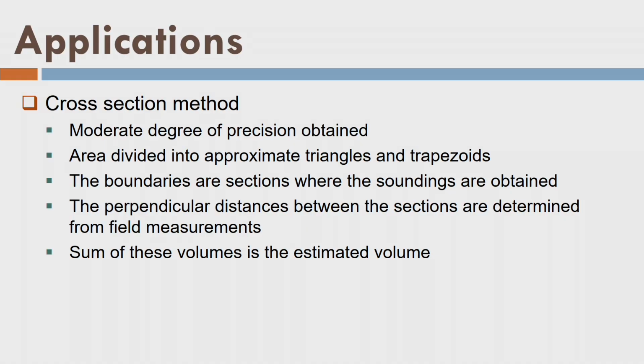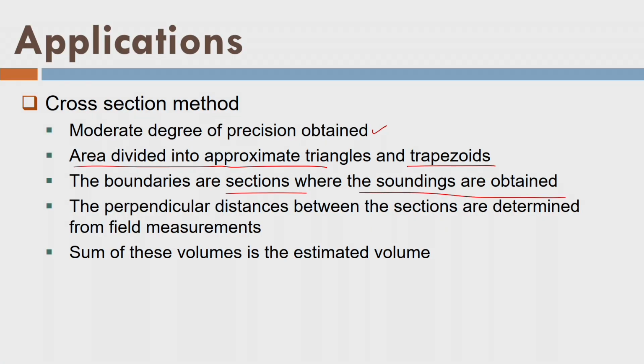Okay, next method is my cross section method. In cross section method, a moderate degree of precision is obtained. So, the area is basically divided into approximate triangles and trapezoids. Fine. The boundaries are sections where the soundings are obtained. Okay. So, I have calculated my sounding positions, right, and so I have prepared the sections here. So, now you can read it yourself. So, instead of reading the slide for you, I am going to explain what my method is.